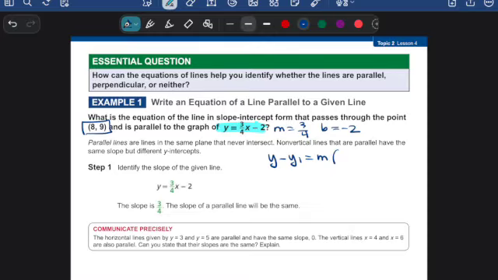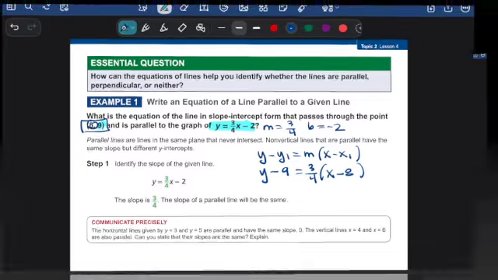Okay, so y minus y1 equals m times x minus x1. I'm going to just substitute the values I know. Y minus my y value. My y value is 9, so y minus 9 equals my slope, which has to stay the same since it's parallel, so it'll still be 3/4, times x minus my x value, which is 8, so it's going to be x minus 8. There's my equation in point-slope form.